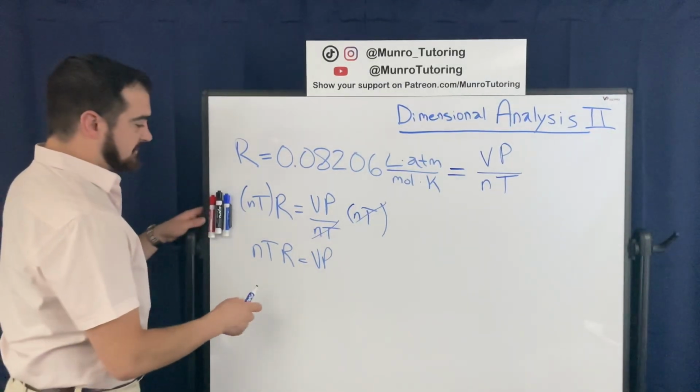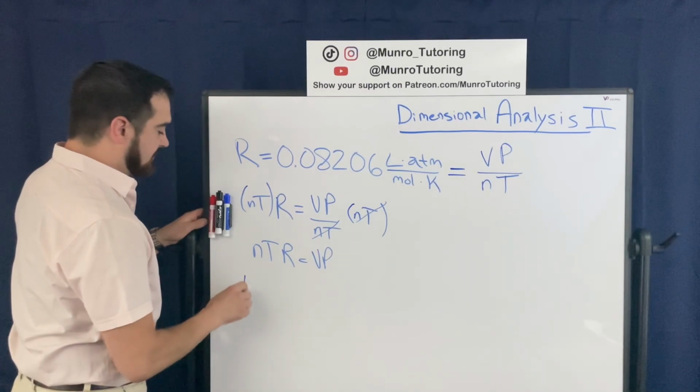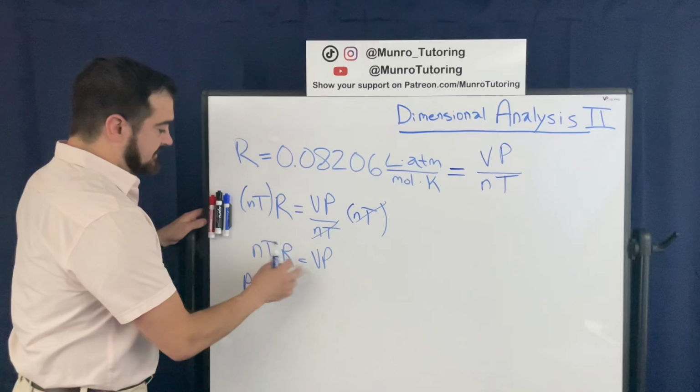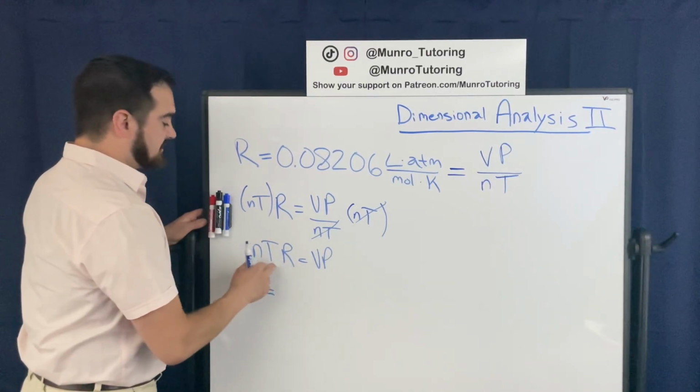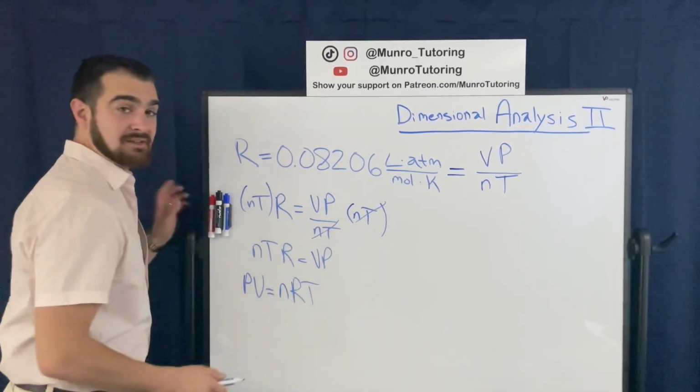Again, we can use it just as it is, but I'm going to rearrange it to make it look like you see in the textbooks. I'm going to flip the V and P around and write them on the left side. So now I have PV equals, and again, multiplication, the order doesn't matter, so I'm going to write it as nRT. And now that is the ideal gas law that you see in your textbooks.